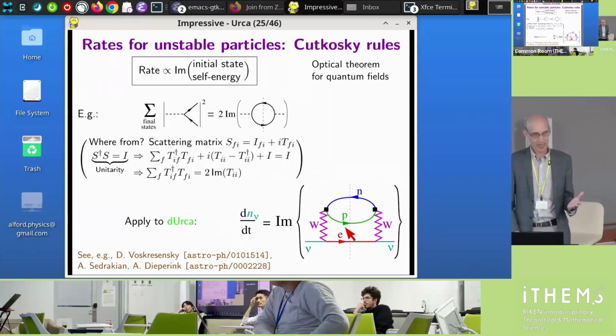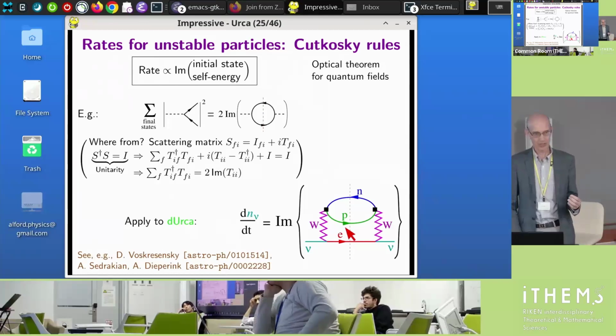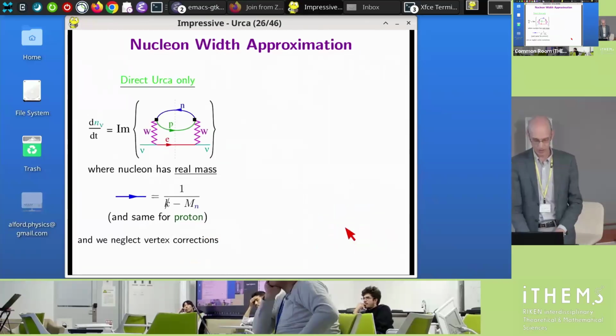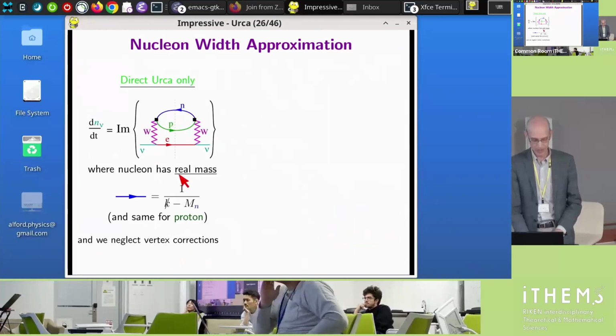Now, how is this formulation going to help us include widths? Well, direct Urca, we just said, is the imaginary part of this diagram, where the nucleons, the neutron and proton in this internal loop here, they have real masses, right?